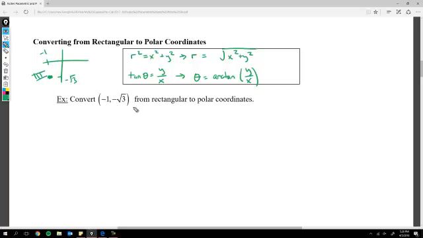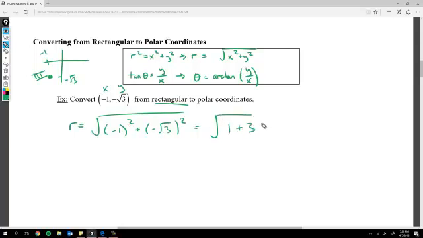All right, so now let's just plug these values into my equations. Remember, this is x and this is y now because we're in rectangular. I need to solve for r. So the square root of -1 squared plus negative root 3 squared. Okay, well, let's reduce this. So -1 squared is 1. The square root of 3 squared is 3. So I get the square root of 4, which is 2. Okay, so that's my radius.